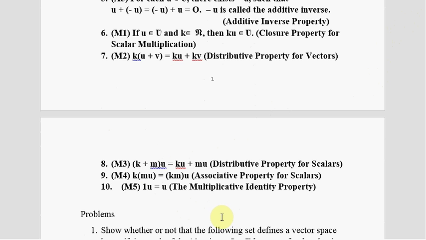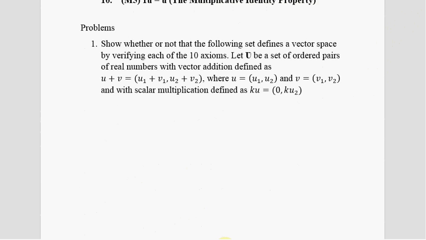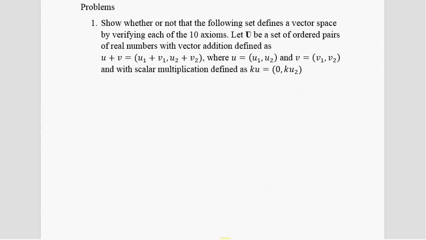Well, let's look. So take this first problem. Show whether or not the following set defines a vector space by verifying each of the 10 axioms. Let V be a set of ordered pairs of real numbers with vector addition defined in the standard way. There, two vectors u plus v, where u is (u1, u2), and v is (v1, v2).